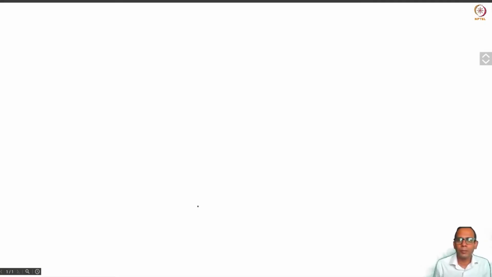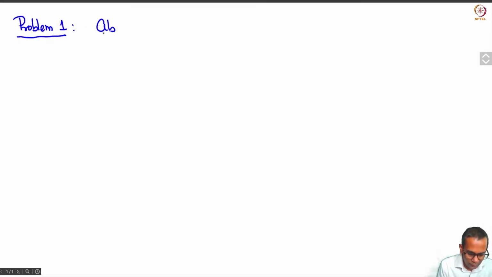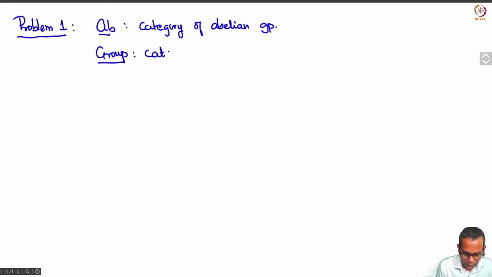Let us solve some problems involving adjunctions. So here's problem 1. Let AB denote the category of abelian groups. So the objects are abelian groups and arrows are just group homomorphisms. And let Group denote the category of all groups.